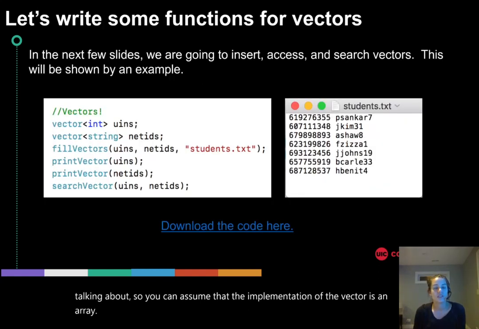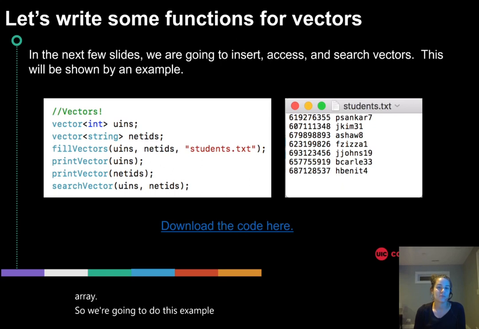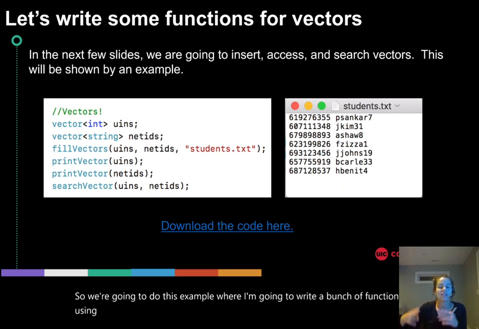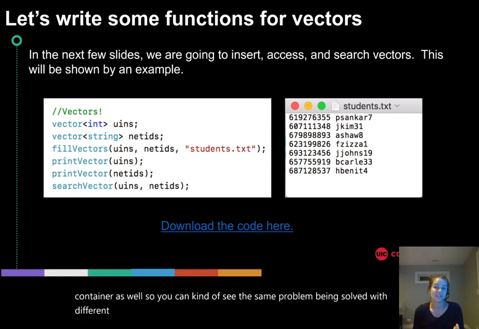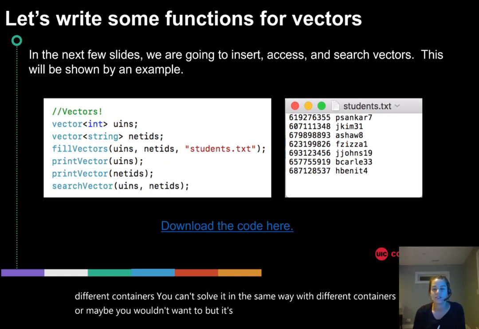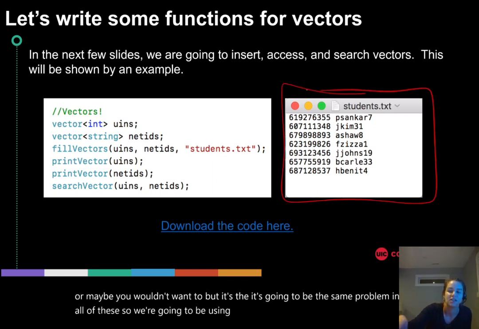We're going to do this example where I write a bunch of functions using vectors, and then I'm going to continue this example for every other container as well, so you can see the same problem being solved with different containers. You can't always solve it in the same way with different containers, or maybe you wouldn't want to, but it's going to be the same problem in all of these. We're going to be using this file here. The file just stores UINs and net IDs for a list of students.